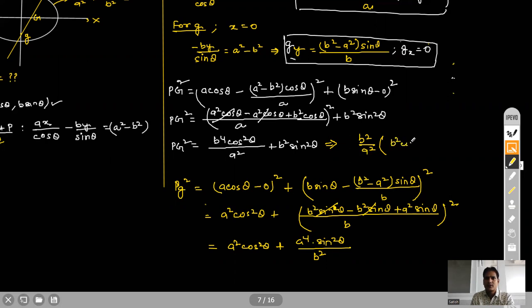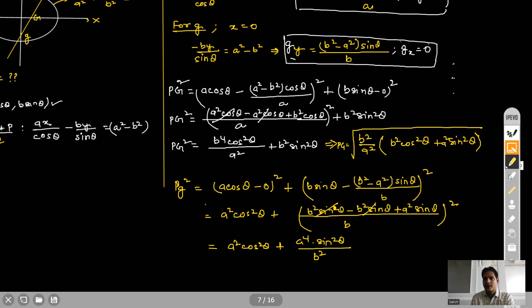Okay, so if you take b square by a square common, what will be there? Here it will be b square cos square theta. Okay, it's fine, no? After multiplication, b power 4 cos square theta upon a square, right? And here we will have b square already there, no? b square is already outside. So we will have sin square theta. But what about this a square? We have to multiply by a square, right? Yeah. So this whole thing will be our PG square, or you can say PG will be equal to under root of all these things.